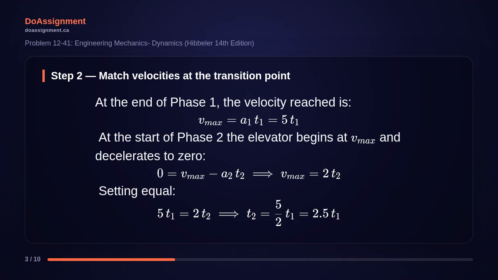The peak velocity must be the same at the end of phase 1 and the beginning of phase 2. During acceleration, the peak velocity equals 5 times t1. During deceleration, it equals 2 times t2. Setting these equal gives t2 equals 2.5 times t1.